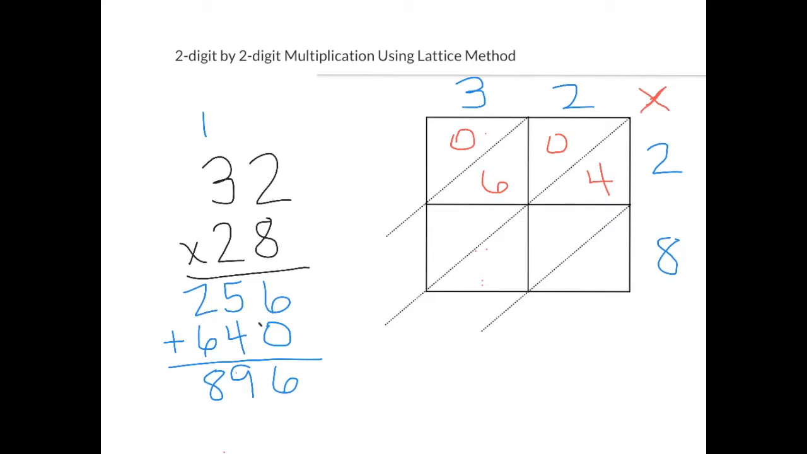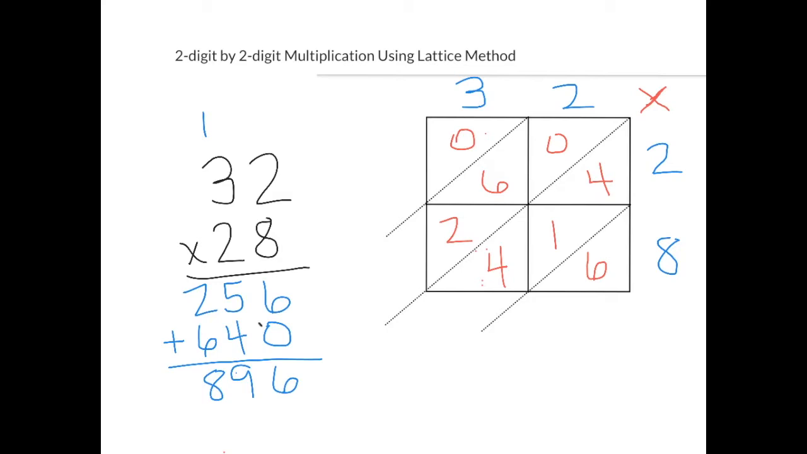And now I'm ready to move on and multiply to find the answer that goes in this box. So the 2 times the 8 equals 16. Now I have a number in the tens place, a 1 and a 6. And finally, I'm going to multiply 3 times 8, and my answer will go in this box. 3 times 8 is 24. And now I've done all of my multiplying.